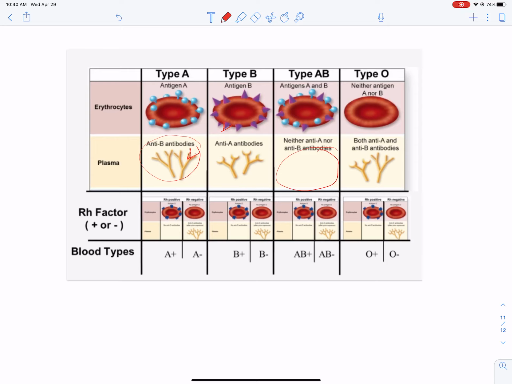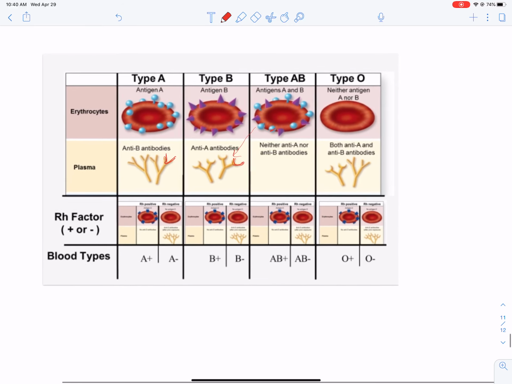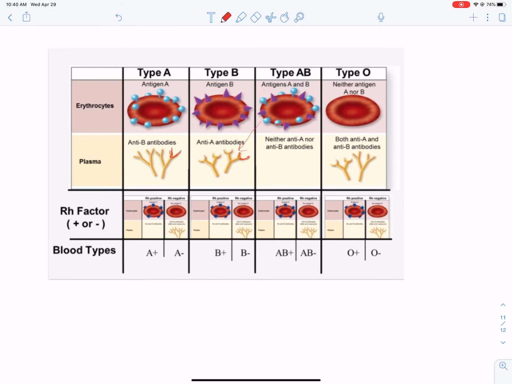If I take a look at the type AB, well, they can't give here because the round ones, the A's, would agglutinate here. They can't give to type B, they can't give to type A, they can't give to type O. They could only give to AB, because they would cause the blood to agglutinate.